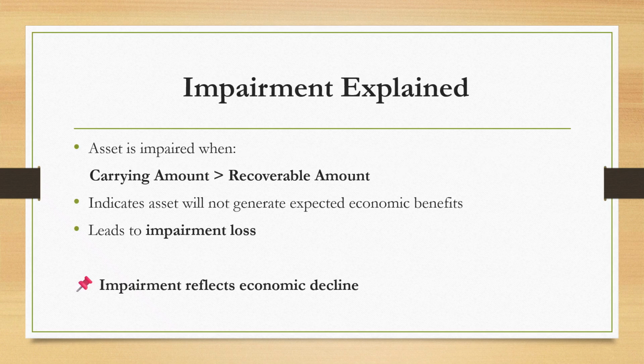So, what do we actually mean by impairment? An asset is impaired when its carrying amount is greater than its recoverable amount. This tells us that the asset will not generate the economic benefits we originally expected. When this happens, we recognize an impairment loss. In simple terms, impairment reflects a decline in the economic value of the asset.